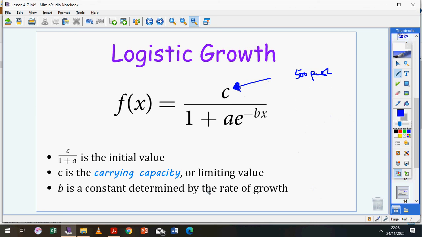This term C out of 1 plus A is the initial value, and it's initial because it happens when x is 0. If you plug in x as 0, e to the power 0 is 1, so your initial value of the function should just be equal to C out of 1 plus A. B is a constant that's determined by the rate of growth. So the rate of growth for Senai's push-ups could be 2, because it's doubling, or it could be 0.5, but yeah, B is just the rate of growth. And this one we'll just use the model. We'll just be substituting to use the model and try to see how to solve problems with that.